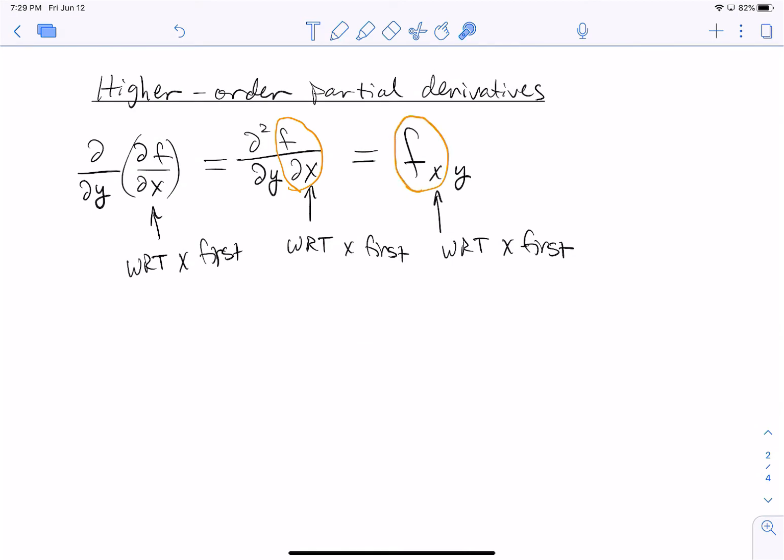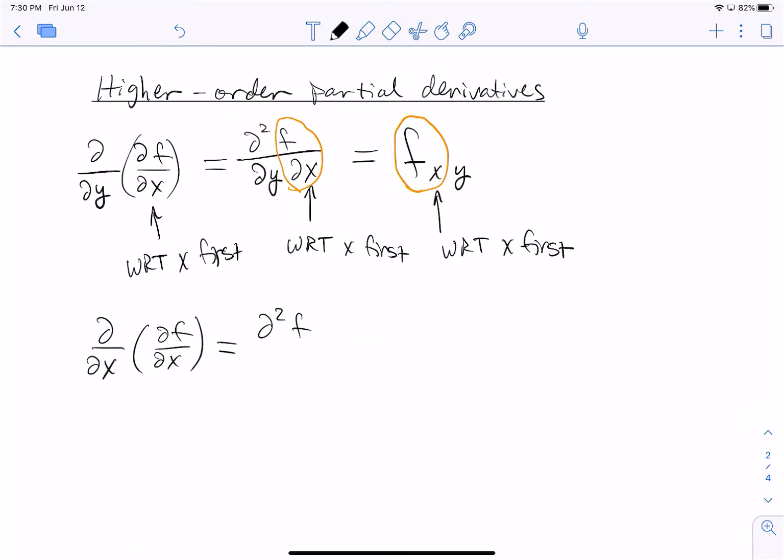And so when we write down the second partial of f with respect to y and with respect to x, that with respect to x is underneath the f. It's closer to it. With fxy, the one closest to f is the one that we did first. And so fxy means with respect to x first. If we want to find the partial with respect to x of a partial of f with respect to x, that would also be a second partial derivative.